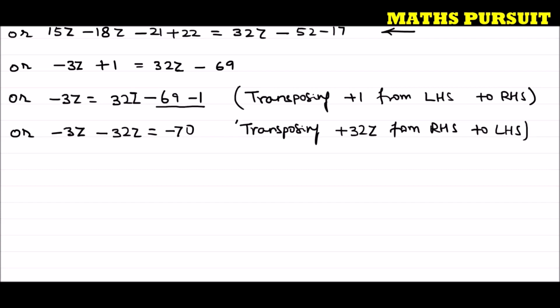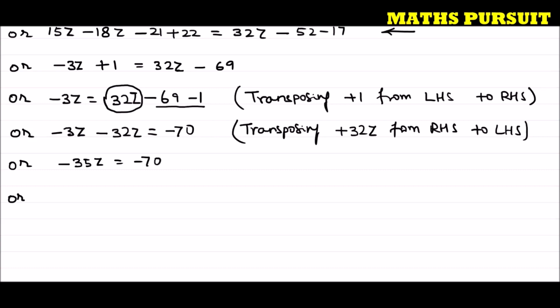Guys, we very well know if we move a number from one side to the other side, its sign changes. That means if it is a positive figure, it becomes negative. If it is a negative figure, it becomes positive. Here on the right hand side you could see this is plus 32z, and once it moves to the left hand side, it became minus 32z. So this is what we got. Now I can write minus 35z is equal to minus 70.